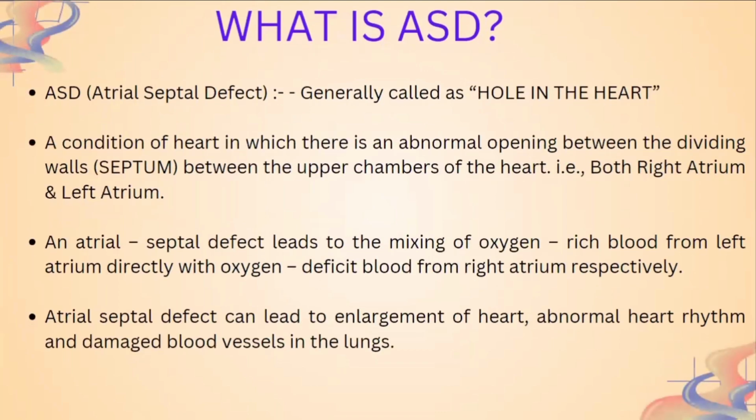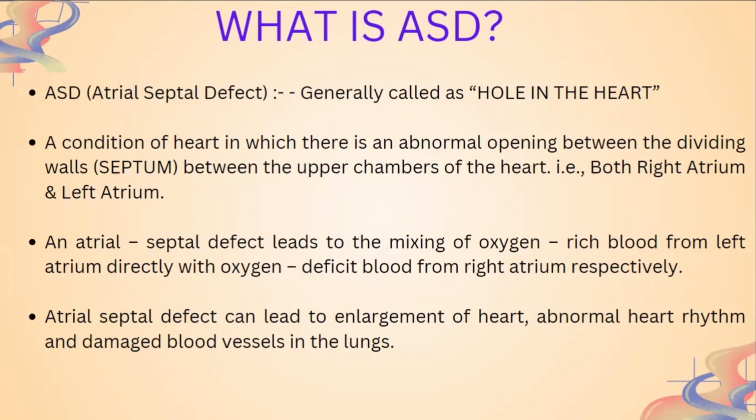Now, what is ASD? ASD is nothing but atrial septal defect, which is generally called a hole in the heart in general terms. It is the condition of the heart in which there is an abnormal opening between the dividing walls, also called septum or septa, between the upper chambers of the heart, that is the right and the left atrium respectively. An atrial septal defect leads to the mixing of oxygen-rich blood, that is oxygenated blood from the left atrium, directly with the oxygen-deficient, deoxygenated blood in the right atrium.